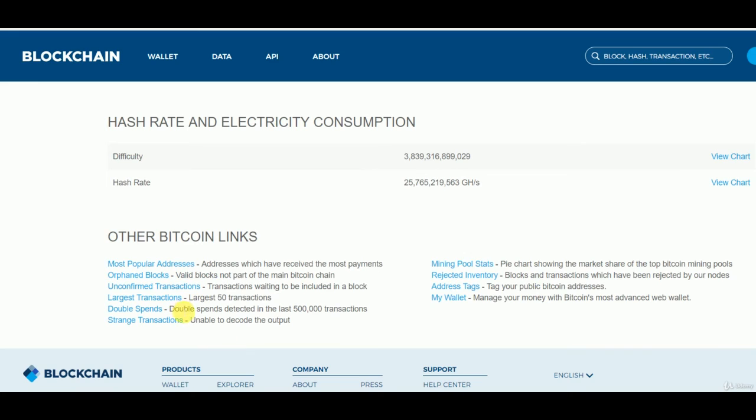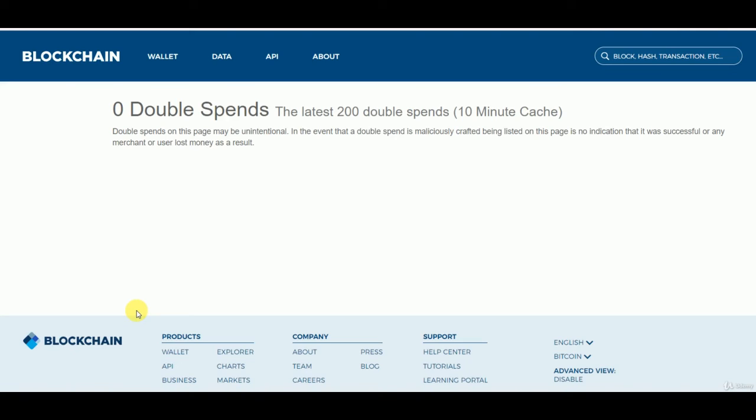Next is the double spend. Double spend is usually very difficult in the blockchain because, as I said, you need 6 confirmations for the transaction to be a confirmed transaction.